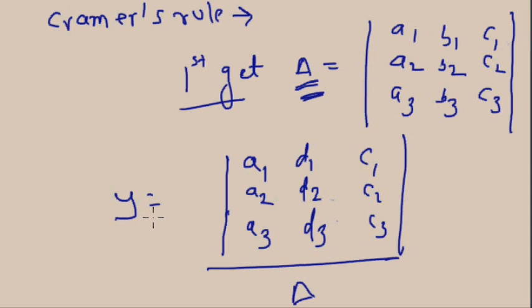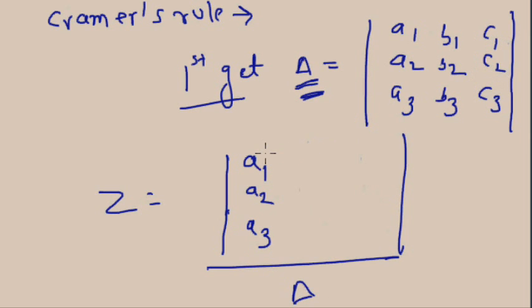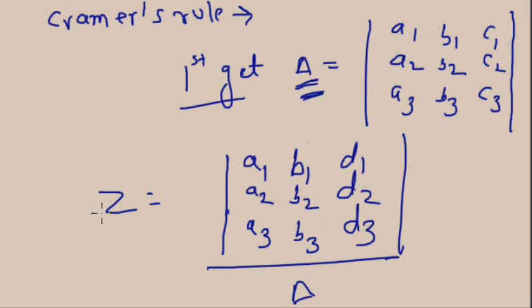Similarly, you can also find out the value of z. So z is equal to, you have to replace this column with the constant. So in the determinant for z, what you need to fill in is a1, a2, a3, b1, b2, b3, and the coefficient of z is c1, c2, c3. So you need to replace only this column. You put it the same as delta, a1, a2, a3, b1, b2, b3, and replace c1, c2, c3 with d1, d2, d3. So in this way, you will get the values of x, y, and z.